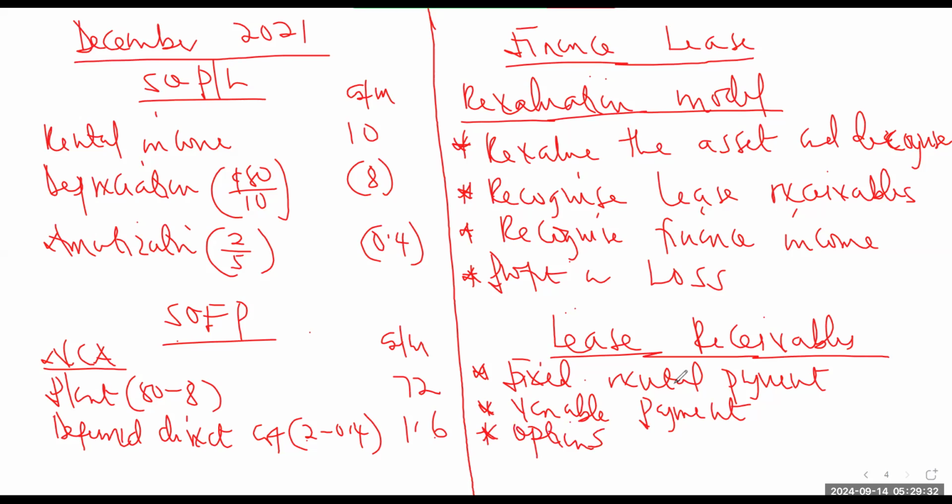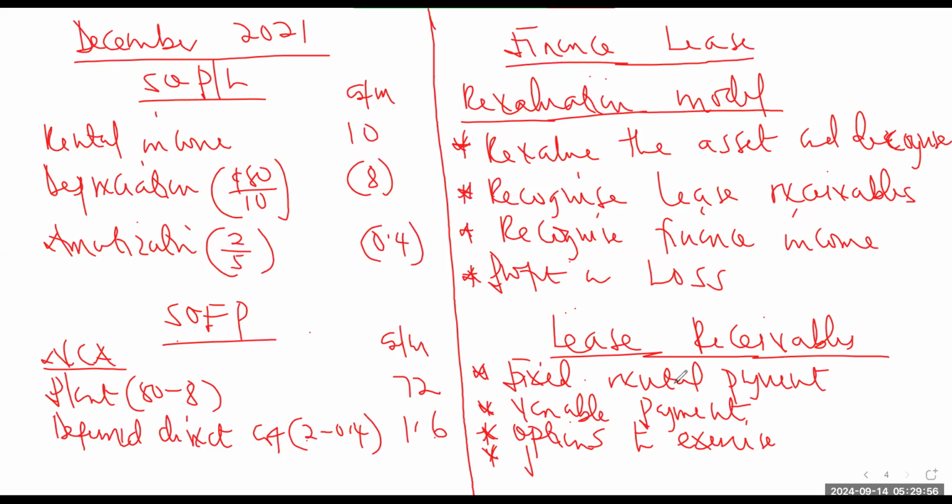So we can have an option to exercise, if that is exercisable. We only include the option when the lessor or the lessee is certain that they are going to be exercising the option. So if you are given an option and nothing has been said about the likelihood of the option being exercised, you will ignore it. Okay, we can also have penalties.